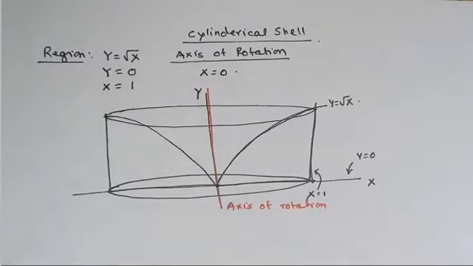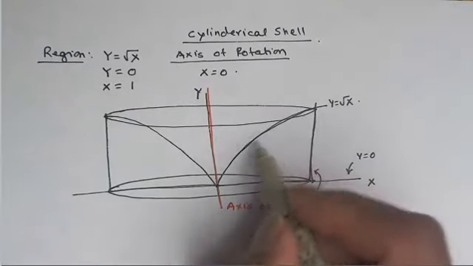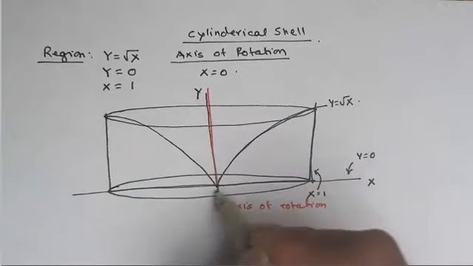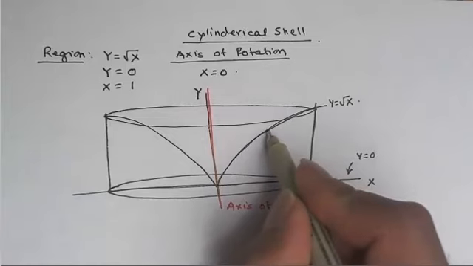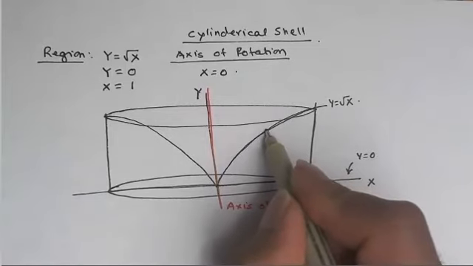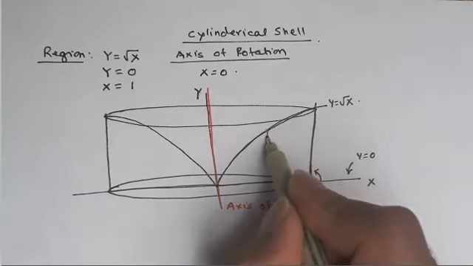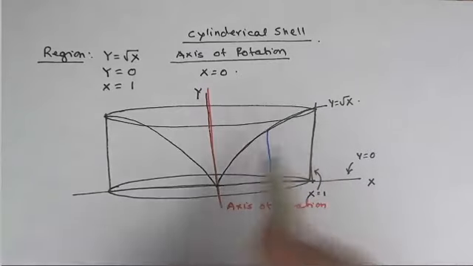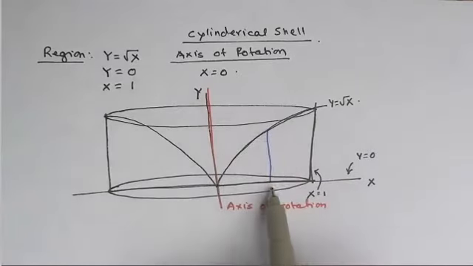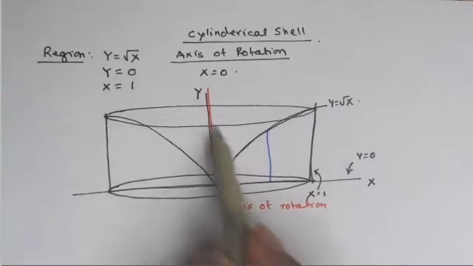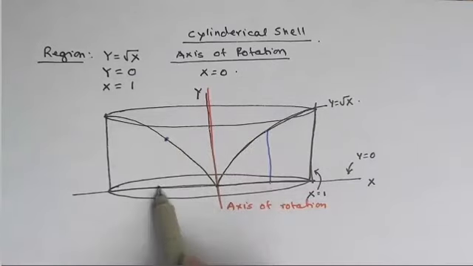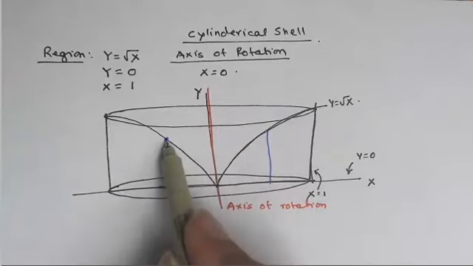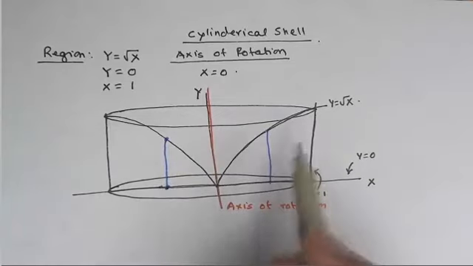Okay, here's how the method works. You draw a line through the region that you're going to rotate parallel to the axis of rotation. And you can draw that line anywhere in the region that you like. So I'm going to draw it here. Then we're going to rotate this entire line around this axis of rotation. So this point is going to end up here. This point is going to end up here. This vertical line is going to end up like this.